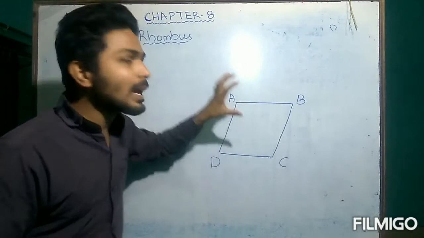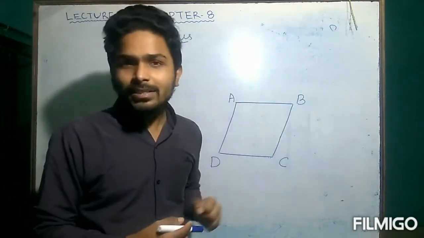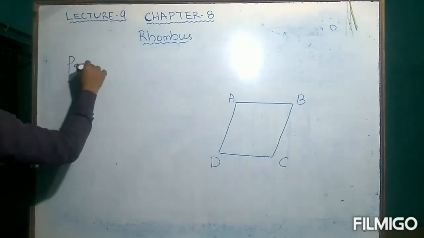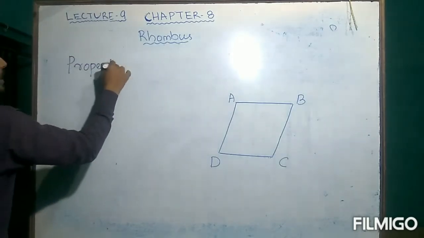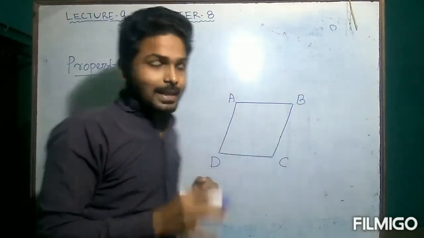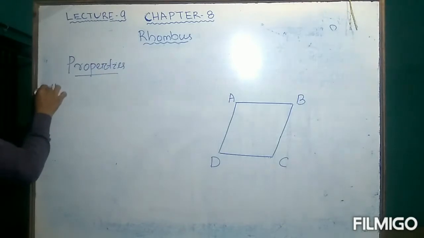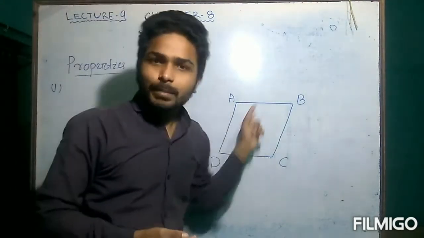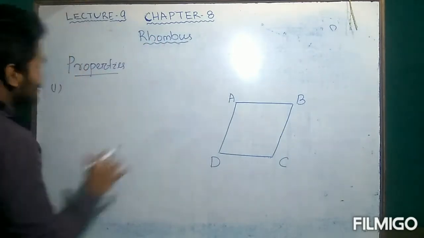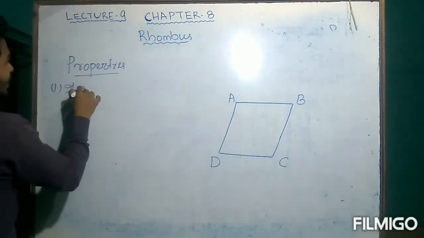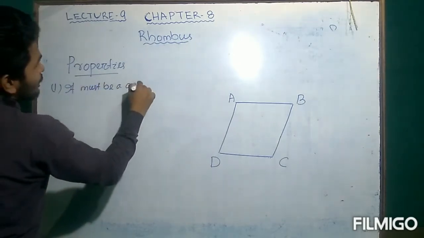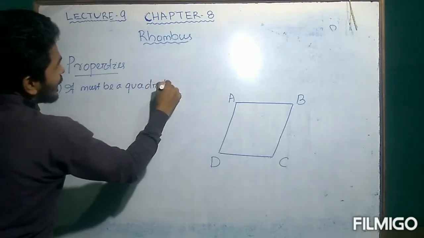Now from this figure, we have to conclude some properties of a rhombus. What are the different properties of a rhombus? Which properties must be followed by a quadrilateral in order to be a rhombus? Let us discuss it. The first property: it must be a quadrilateral. This is the same property for any quadrilateral. So the first one is, it must be a quadrilateral.